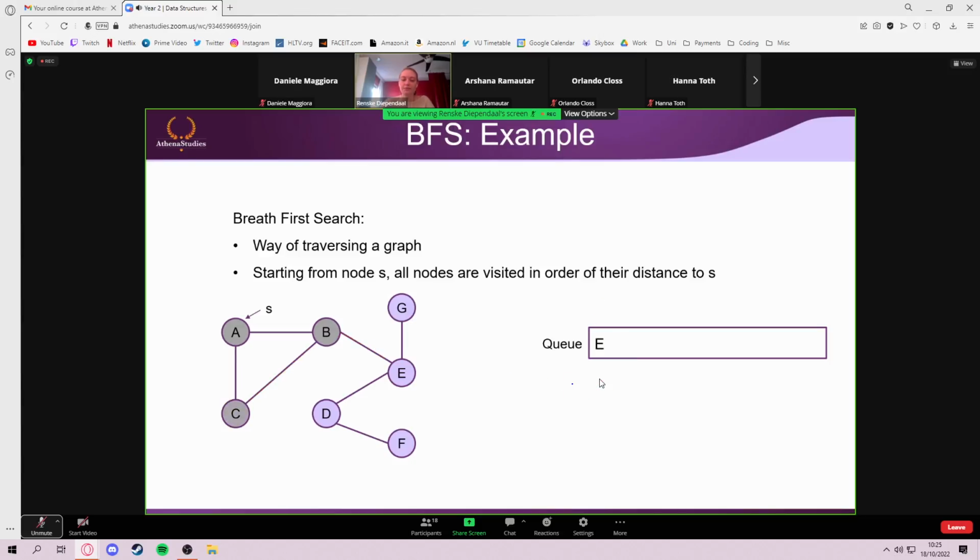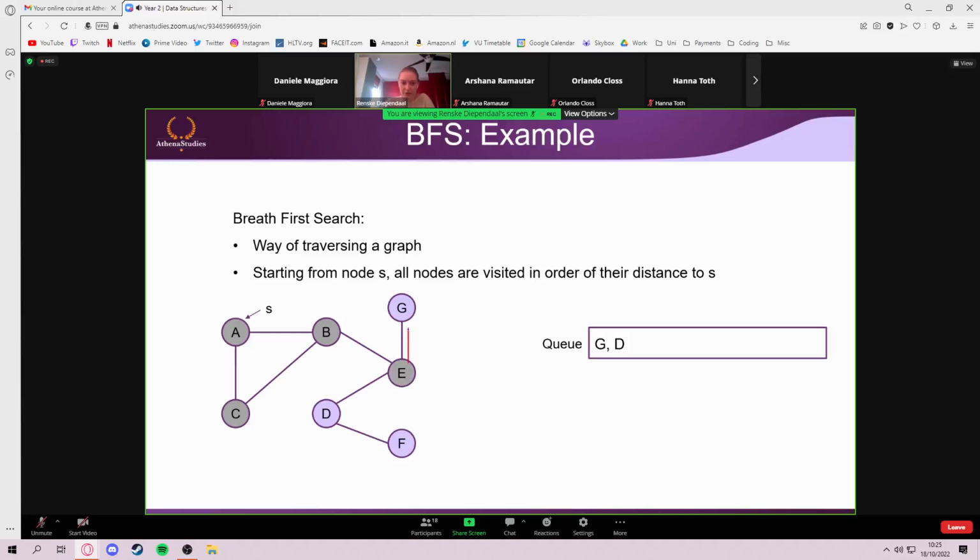Then we look at C. So E stays in the list. We remove C from the queue. And we see C is not connected to anything else that we haven't seen before, so we don't need to add anything into the queue. So then the next one is E. So we look at E.